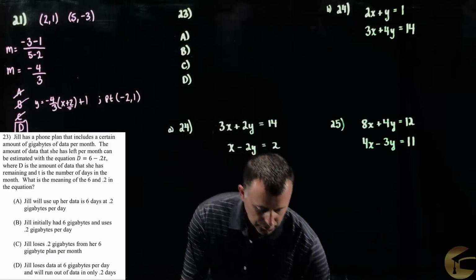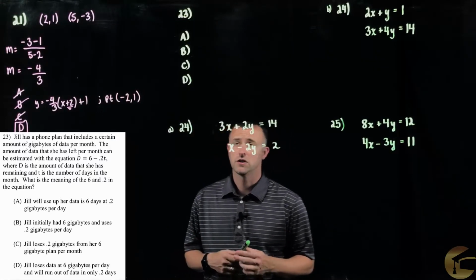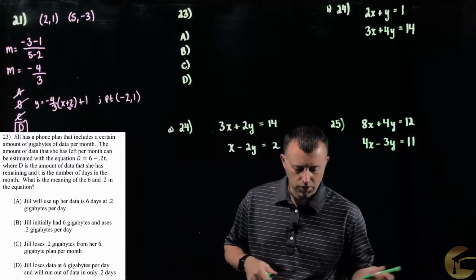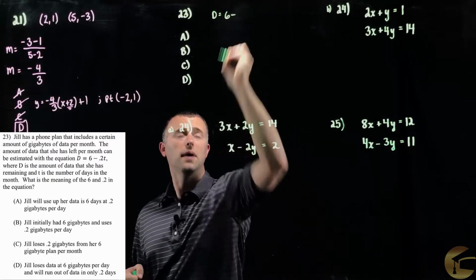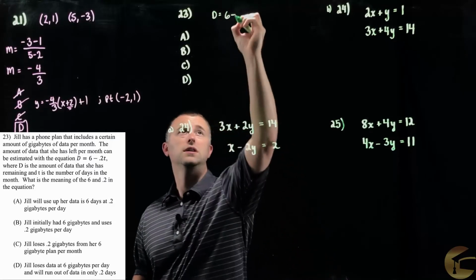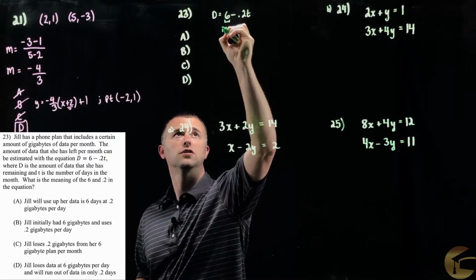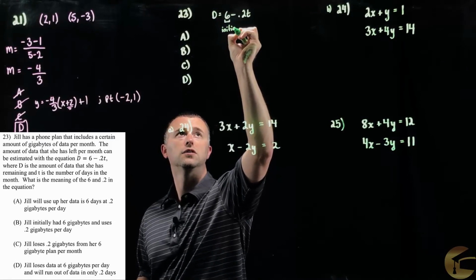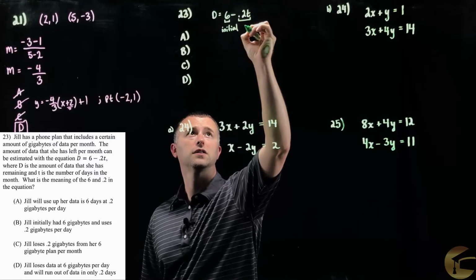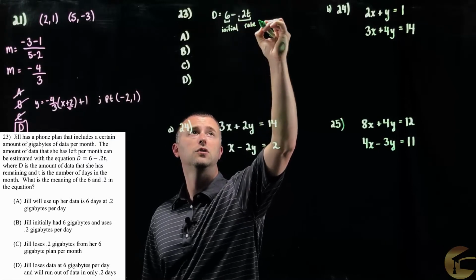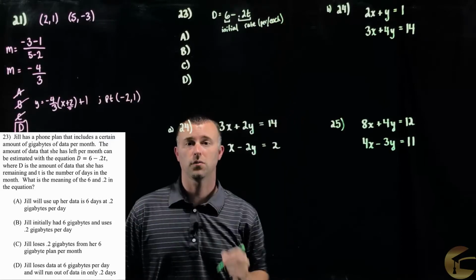Number 23, it's just about understanding an equation. So on 23, they're giving you an equation which is D is equal to 6 minus 0.2t. Now remember, when you see an equation, this is your initial value because it's your y-intercept. This value right here, that's going to be a rate. And they'll usually use words like per or each to represent that rate.